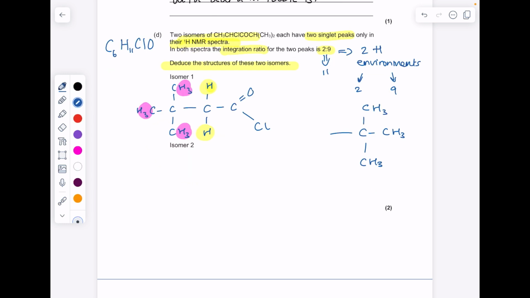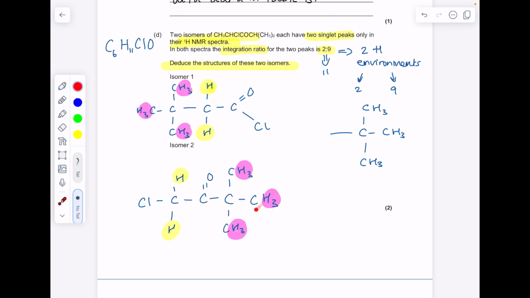And then my second isomer is a ketone. Okay, so looking again, yes, we have 11 hydrogens. Yes, we have 2 environments. One has 9 hydrogens. The second one has 2. Perfect. What about these 2 singlet peaks? Looking at this carbon here, sure enough, the adjacent carbon has no hydrogens on it, so that would produce our singlet peak. And then what about this carbon here? No, neither of these atoms have a hydrogen attached, so perfectly happy with both of my isomers.